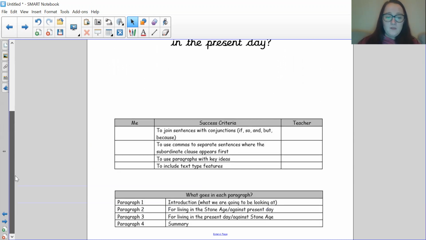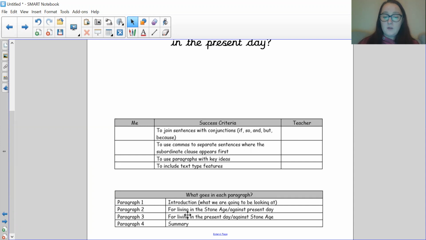So what I've done here, it says what goes in each paragraph. So I've literally split the paragraphs up for you to help you break up your discussion text on what you can include. You don't have to use this, but it will really help you structure your discussion text. So paragraph 1, that's the introduction. What are we going to be looking at? And I will help you create that in a moment.